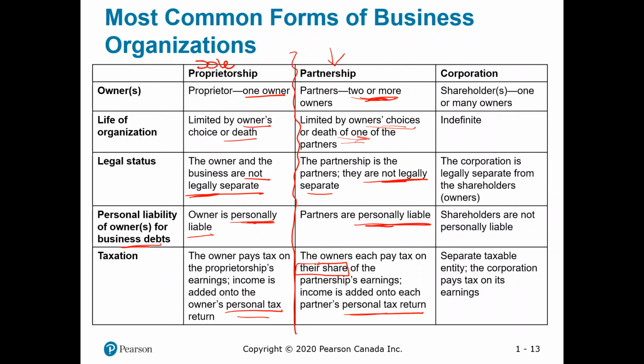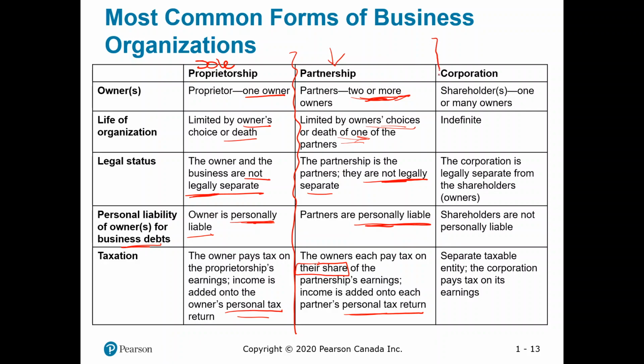Another example is dentists, perhaps. So they may decide they want to form a partnership so that they can split costs. So you really can have multiple dentists in one location. So they could go together to split rent, split the cost of a receptionist, things like that. So now there's more than one of them, but they are operating that business together.